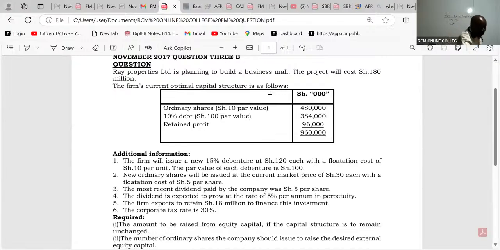So equity is how much? Equity, I can see, because this is future borrowing, I'll be able to explain this better. Equity, we can see ordinary shares and we have retained profit. So please add both of them under equity. So we have 480,000 under equity. We have 480,000 plus 96.